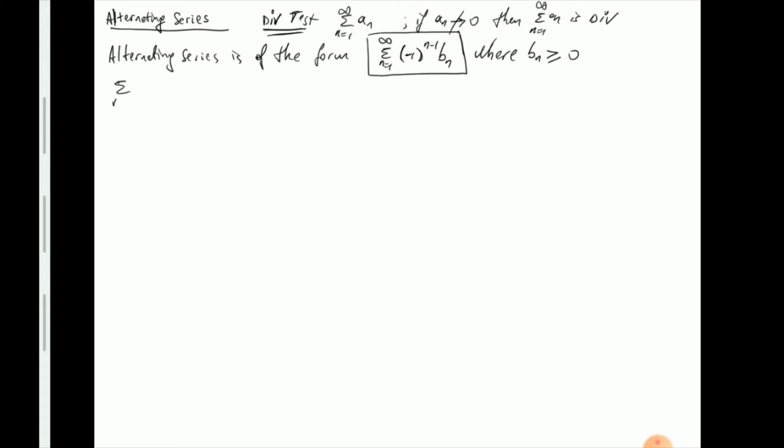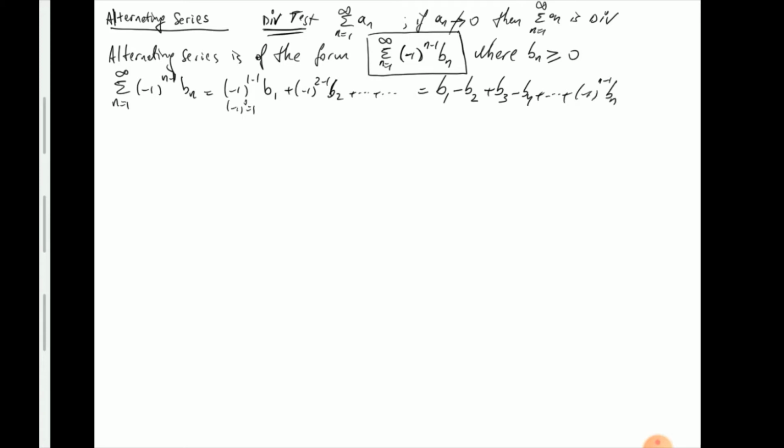So if we expand this summation, we have (-1)^(1-1) b1 plus (-1)^(2-1) b2, and so on. So I hope it's clear why you put n minus 1. You want to make the first one the positive one, because 1 minus 1 is 0, and (-1)^0 is 1. So if we expand this, this becomes b1 minus b2 plus b3 minus b4, and so on. And then again, a typical nth term will be (-1)^(n-1) bn.